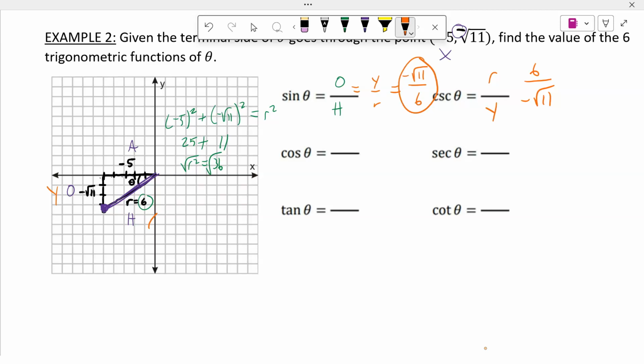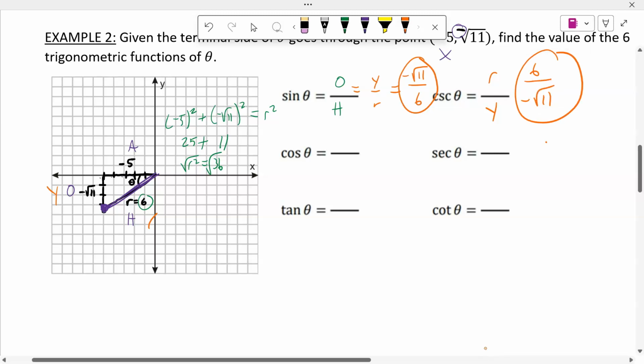But I want to challenge you to start getting more comfortable with referring to x's, y's, and r's now that we're in the coordinate plane. So in this case, I'm cool, by the way, with you not rationalizing the denominator. Some teachers make you rationalize that, but we're cool in this section for leaving it as root 11 on the bottom of the fraction. That's fine with me.